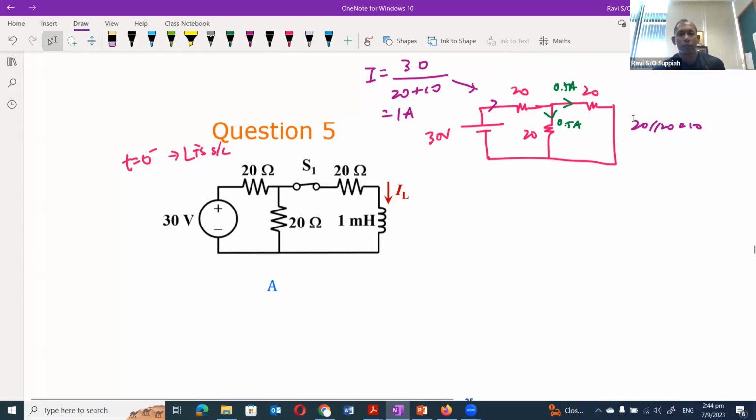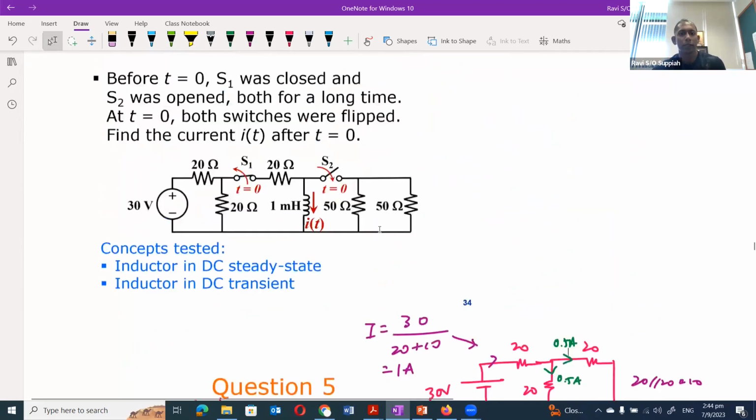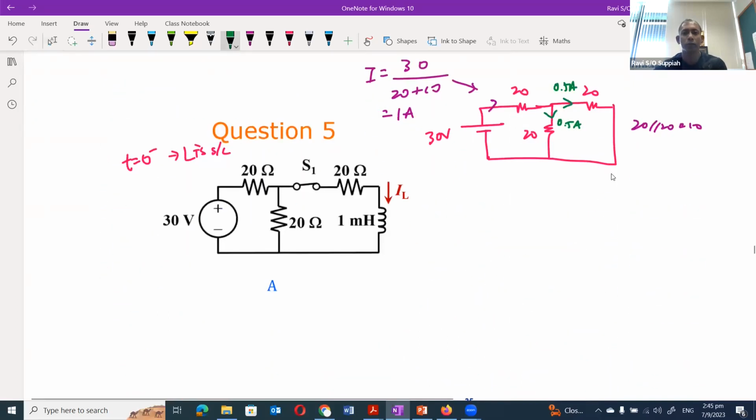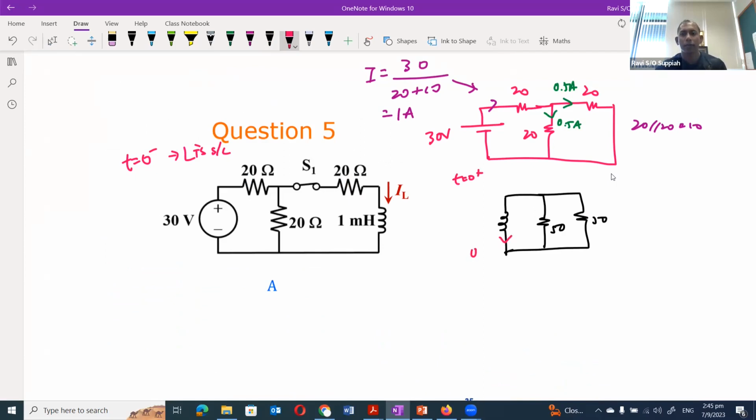Now, when I flip the switch, what happened? It's the right hand side of the circuit here, which is 1 milliHenry inductor parallel with 50 and 50. So let's draw the circuit. What I get is an inductor parallel with two resistors, 50 and 50. At t equals 0 minus, 0.5 ampere is flowing in the branch in this direction, and at t equals 0 plus, the current through the inductor cannot change instantaneously. So the same 0.5 ampere is flowing in the inductor from top to bottom.